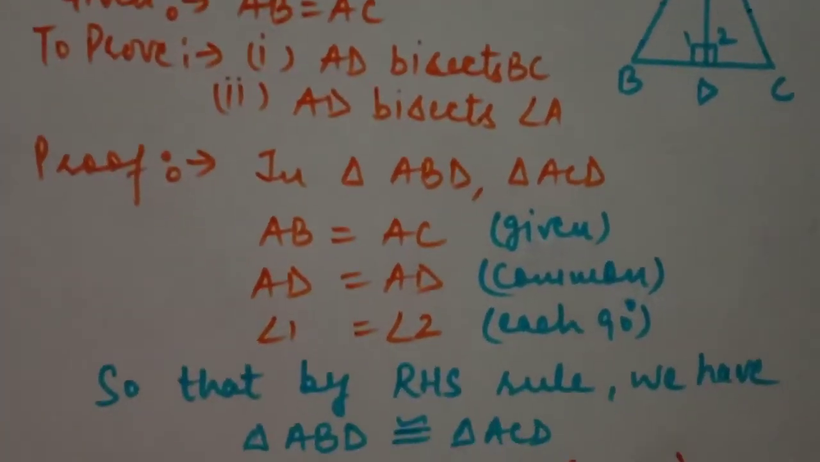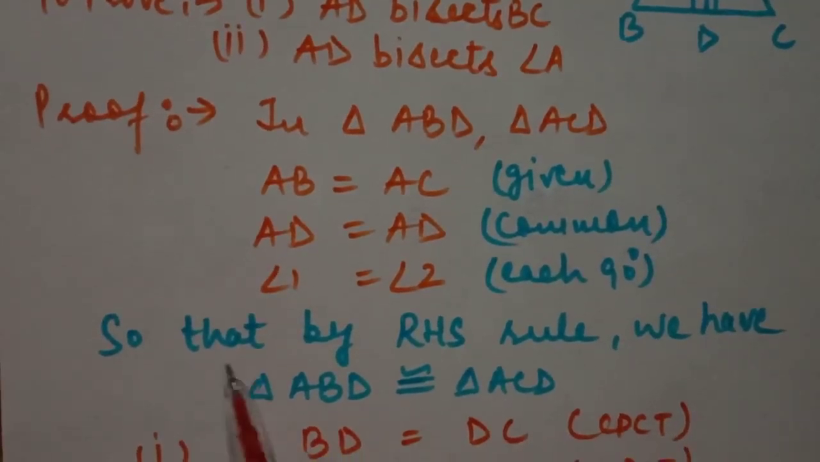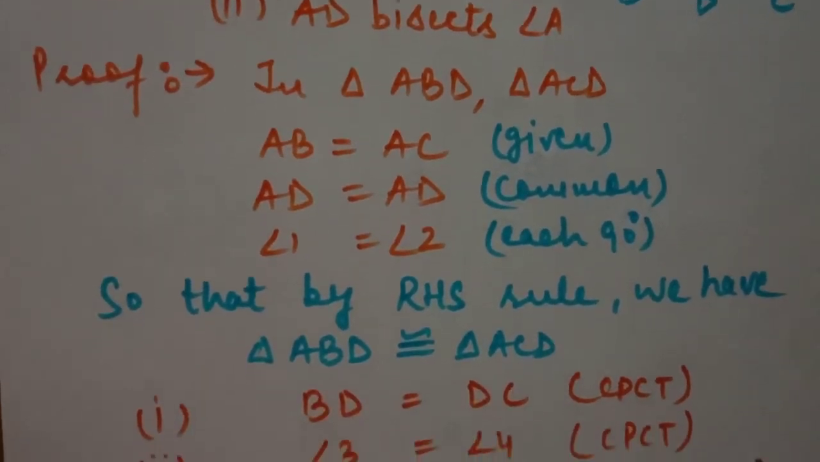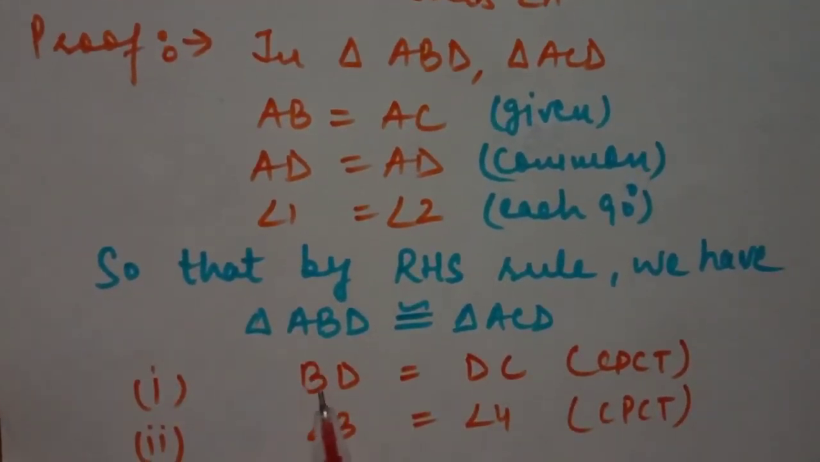So that by RHS congruence rule, we have both the triangles are congruent. So BD is equal to DC by CPCT. Angle 3 is equal to angle 4 by CPCT, because they are the other remaining 3 elements of these two congruent triangles. So we can prove them equal to each other. So question number 2 is finished. See, it is very easy.